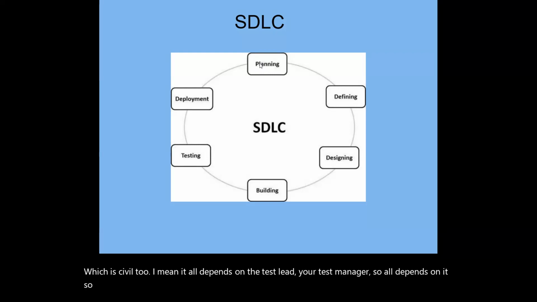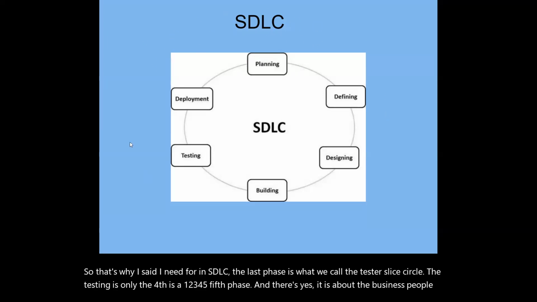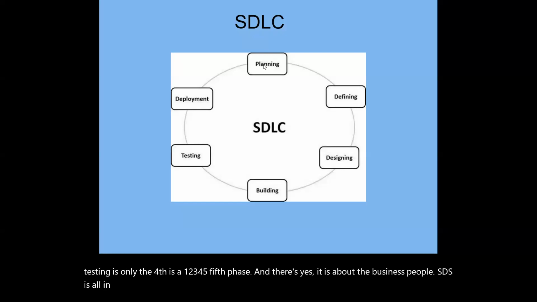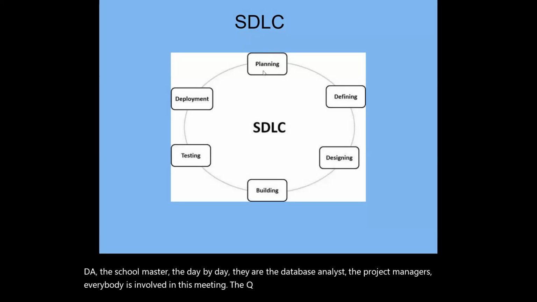So that's why I say that in SDLC, the last phase is what we call the testers life cycle. The testing is only the 1, 2, 3, 4, 5, the fifth phase in SDLC. This is about the business people. SDLC is all about the business people. As I told you, everyone is involved in this meeting: the BA, the Scrum Master, the database analysts, the project managers, everybody. The QA members are all in that meeting.